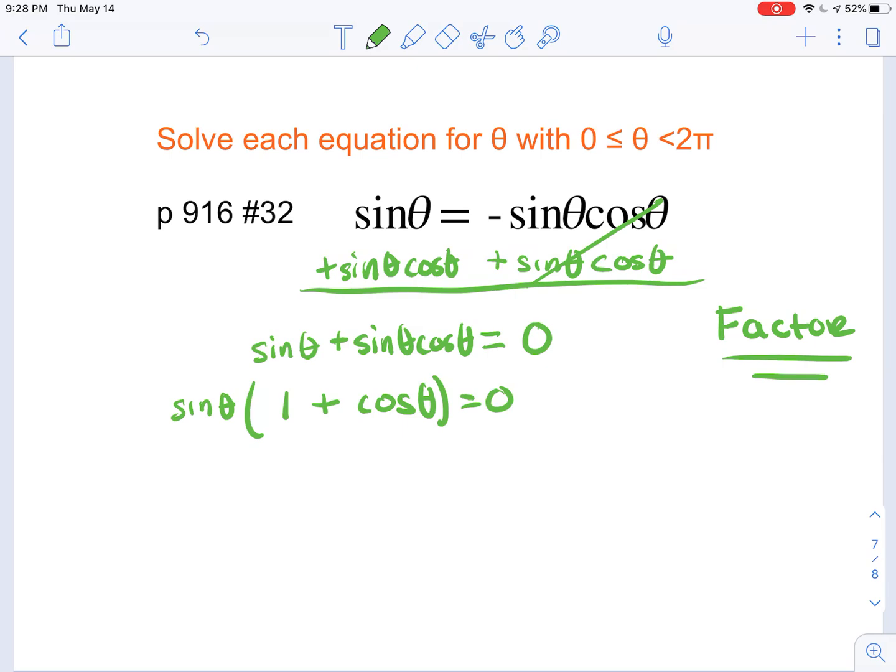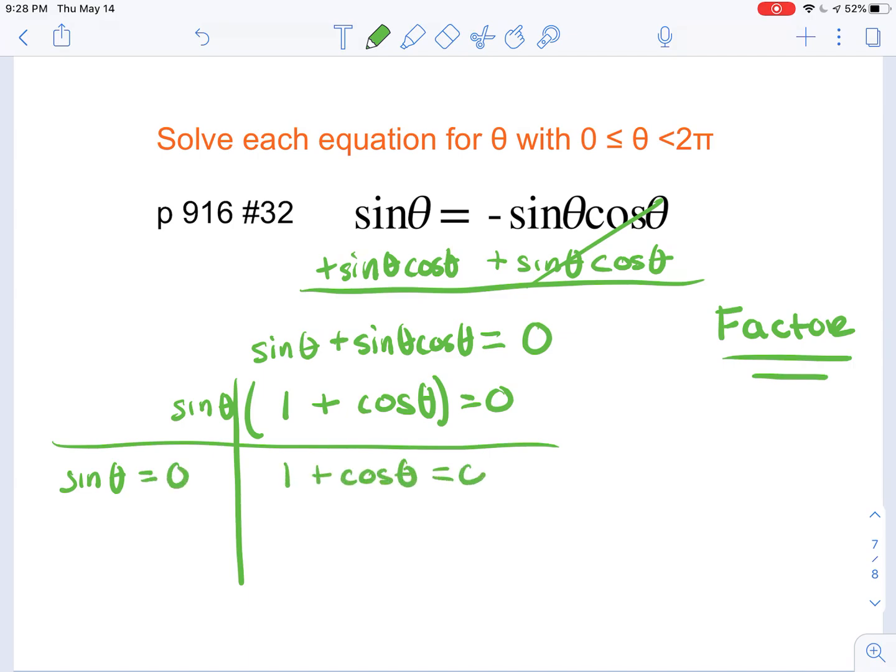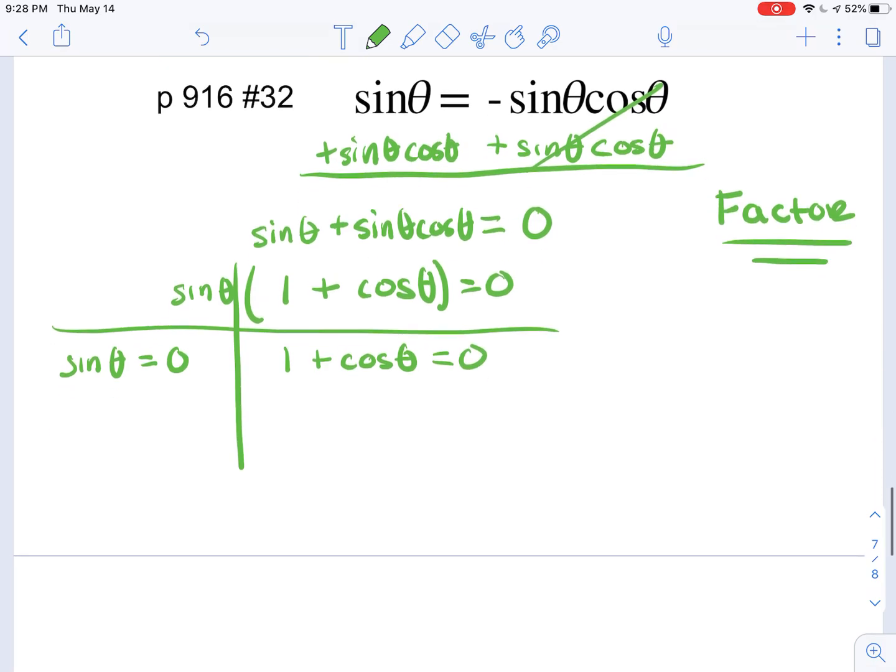So now we have sine times this parentheses. Notice it's equal to 0. So do you remember what we did last time when we had quadratics or polynomials and we factored equal to 0? We set each of the factors equal to 0. That's exactly what we're going to do here. Sine of theta equal to 0 and 1 plus cosine of theta equal to 0. Each can be solved separately.